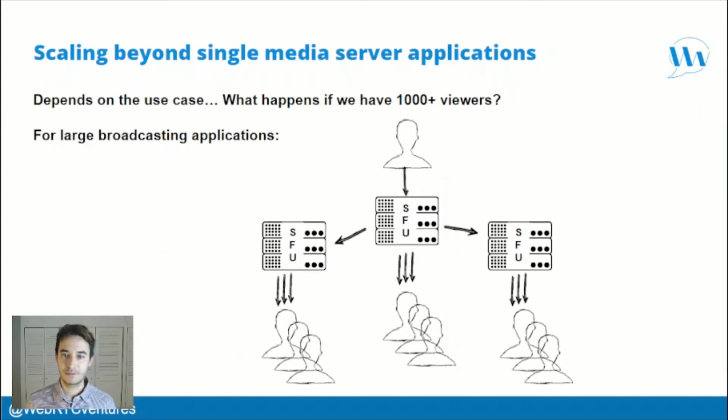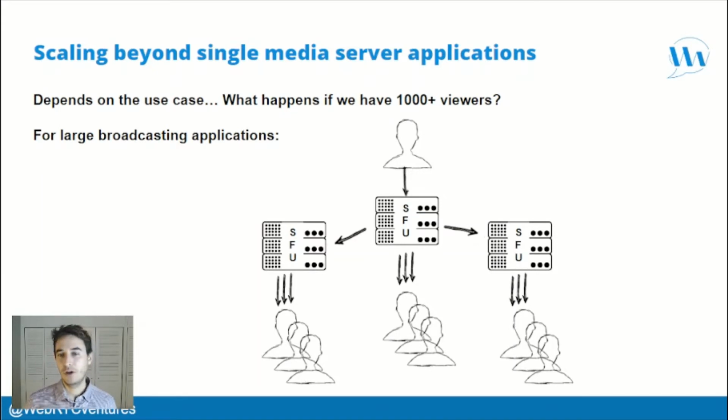So what happens if we have 1,000 viewers? A single server cannot handle it, so we need to follow an architecture that would look like this one, where the publisher or the group of publishers send their stream to a single server, and this server, potentially an SFU, would be relaying that to the other servers, and that way we would be able to handle larger amounts of viewers than we would with a single server.